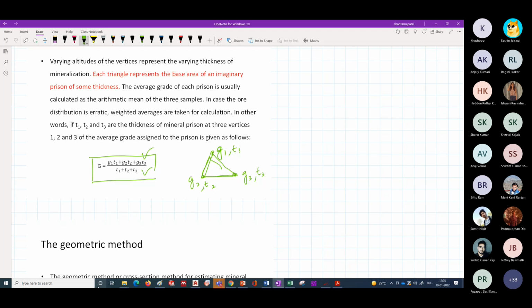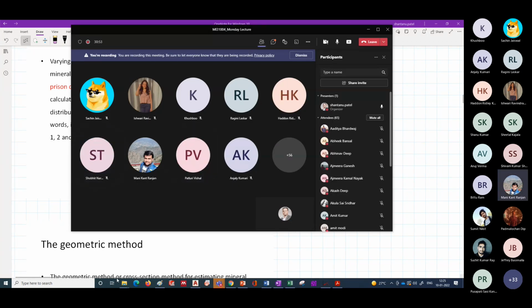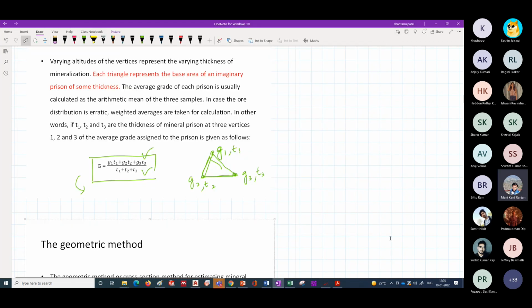And then can anybody tell me, if you want to get the quantity of the ore, how can you find it out? Anyone? Can you hear me? Anybody? Yes, sir, you're audible. So maybe we find the area of the triangle and then multiply with the grade and then take the average by dividing by the whole area of the plot. Okay, so let's just do one thing.